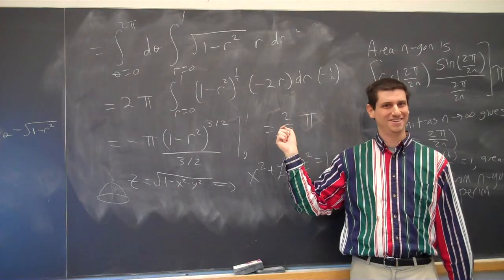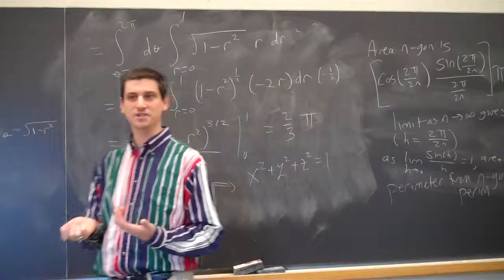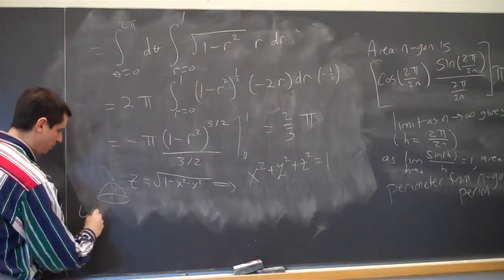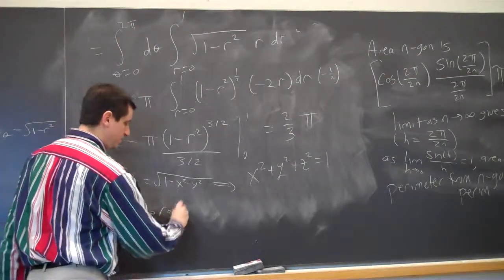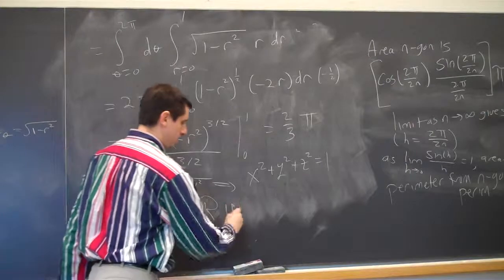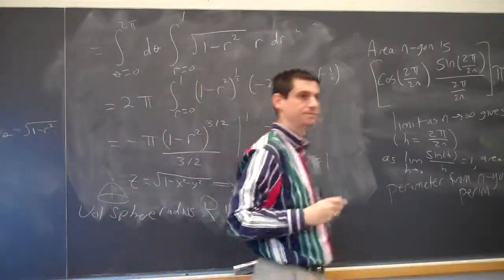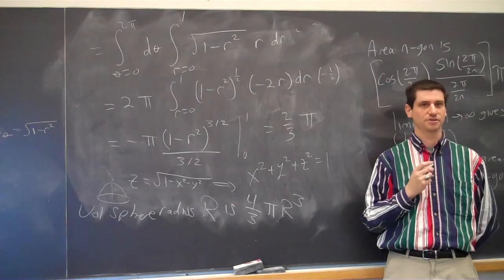4/3 pi. And if instead of having a sphere of radius 1, I had a sphere of radius r, all you would get is an r cubed. So we have shown the volume of a sphere of radius big R is 4/3 pi big R cubed. That's a pretty nice dividend for one lecture.